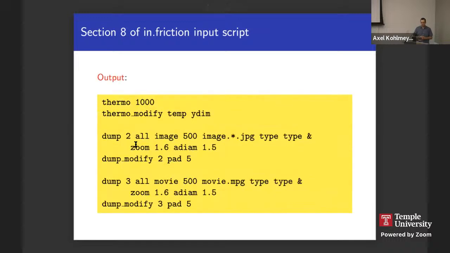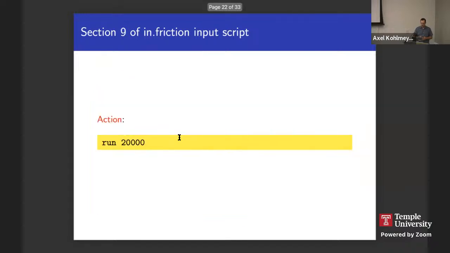Then we have some output. So we're going to write to the log file every 1,000 steps. We're telling the log file what quantities we want, temperature, and then this y-dim. And then we also have some dump files. So we dump an image as well as a movie. And then we finally have the action command to run the simulation for 20,000 steps.